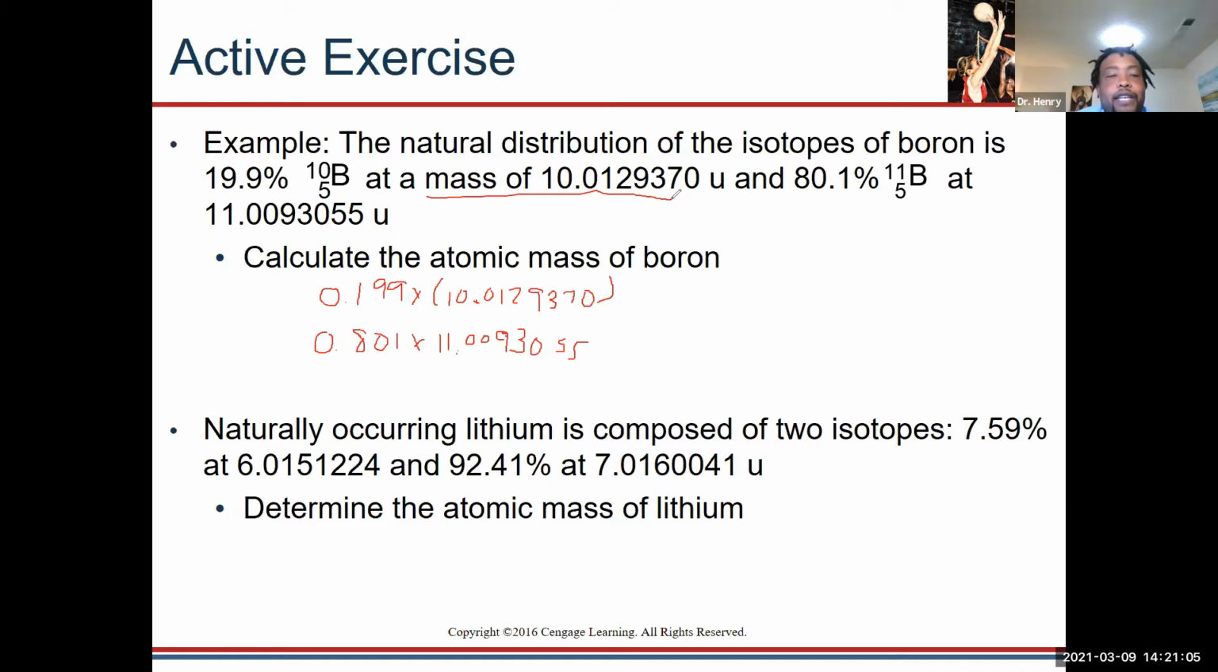Let me see the best way of explaining this. This represents the abundance that's found in nature, and they want you to calculate, based upon that abundance, the atomic mass of boron. The majority of boron is boron 11, but about 20% of it is boron 10. So when you're collecting boron, you're going to get an average mass, not the exact mass of boron 11, because you have both boron 10 and boron 11. Does that make sense?